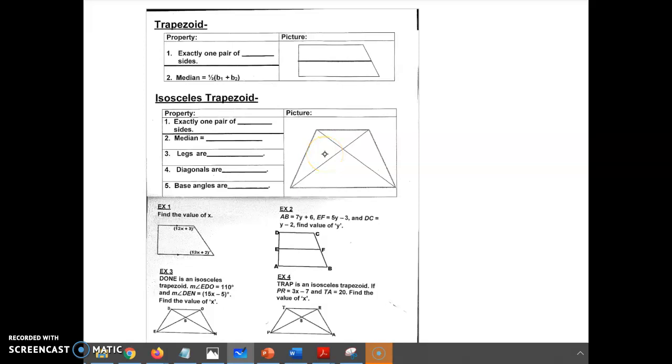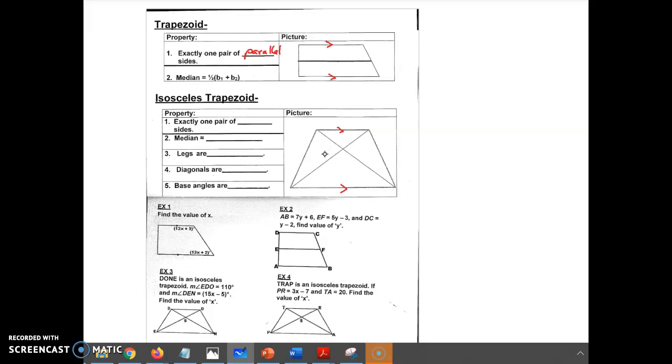So the last quadrilateral we're going to spend a bit of time on is called a trapezoid. A trapezoid has exactly one pair of parallel sides. What makes this different than a parallelogram is that a parallelogram had to have both sides parallel. A trapezoid only has one set of parallel sides.